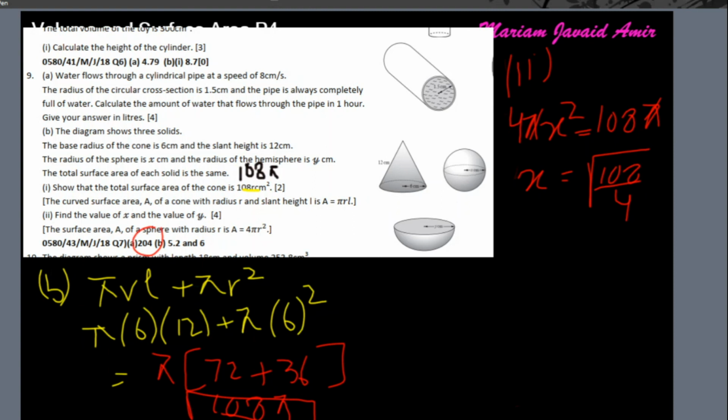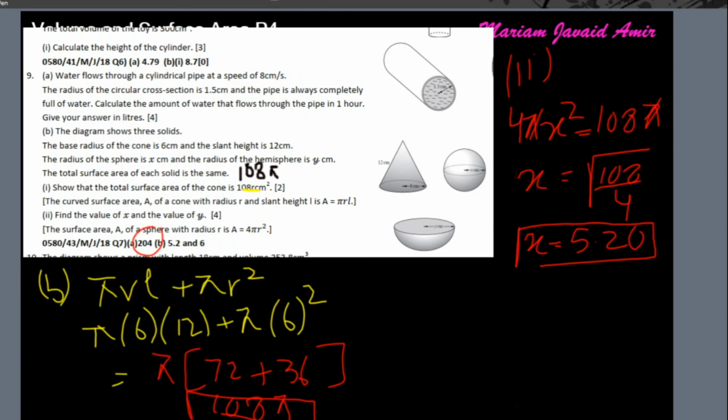So under root of 108 over 4 is 5.196, which is 5.1961, so this is 5.20 correct to three significant figures. Then we have to find y.